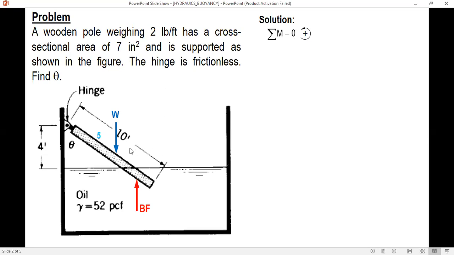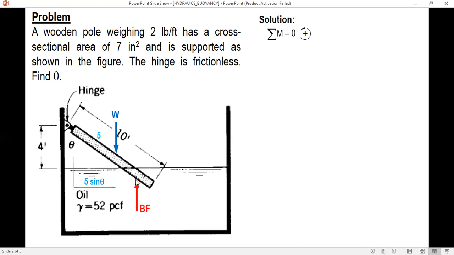So next is we will determine the perpendicular distance of W and the buoyant force. So for the weight, considering this triangle, we have the hypotenuse of 5, and considering this angle theta, this is the opposite side. So therefore this side is 5 sine theta.